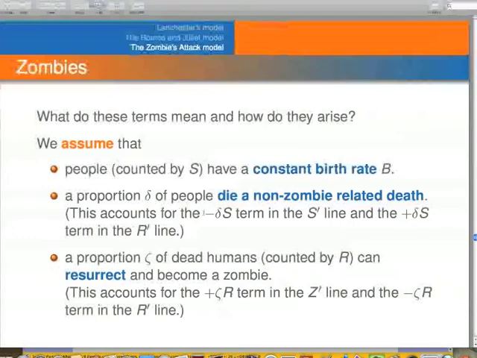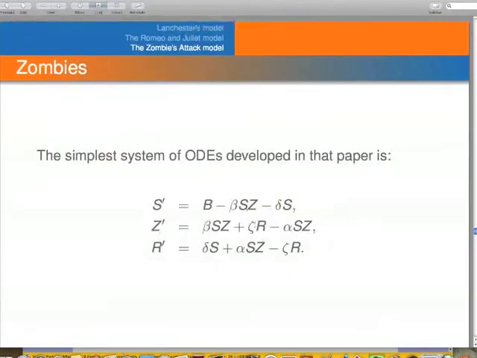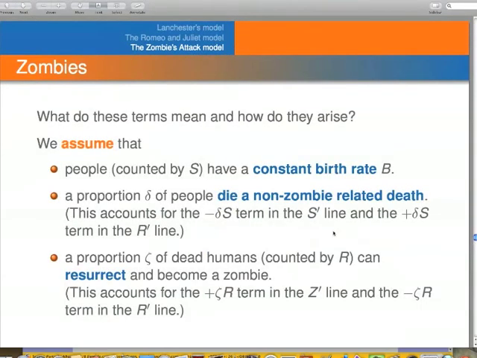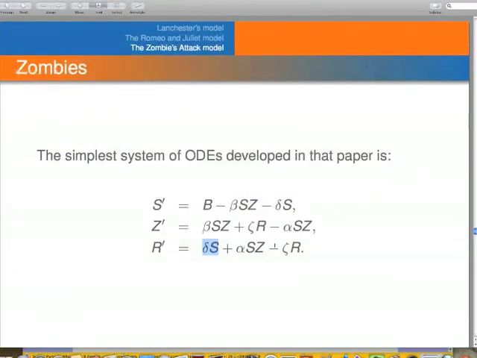And we're also going to assume that some people die just of old age or some other disease, not because zombies bit them. And that's this term here, and you can see they get added to this category there. We're also going to assume that some of these zombies are created from dead people by being resurrected. And so if you're one of these zombies that is resurrected from one of these dead people, then you get those terms there.